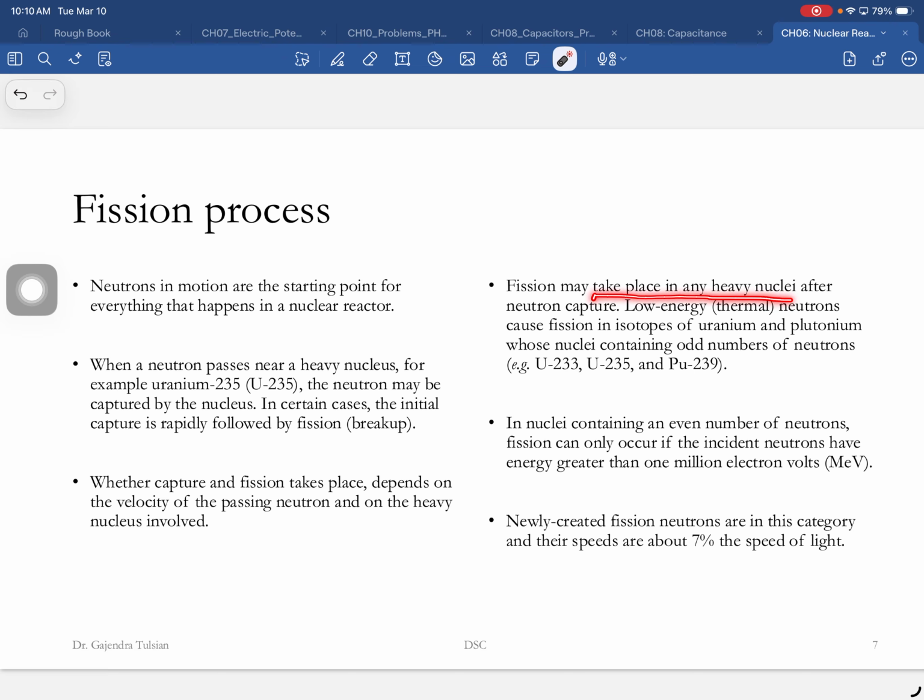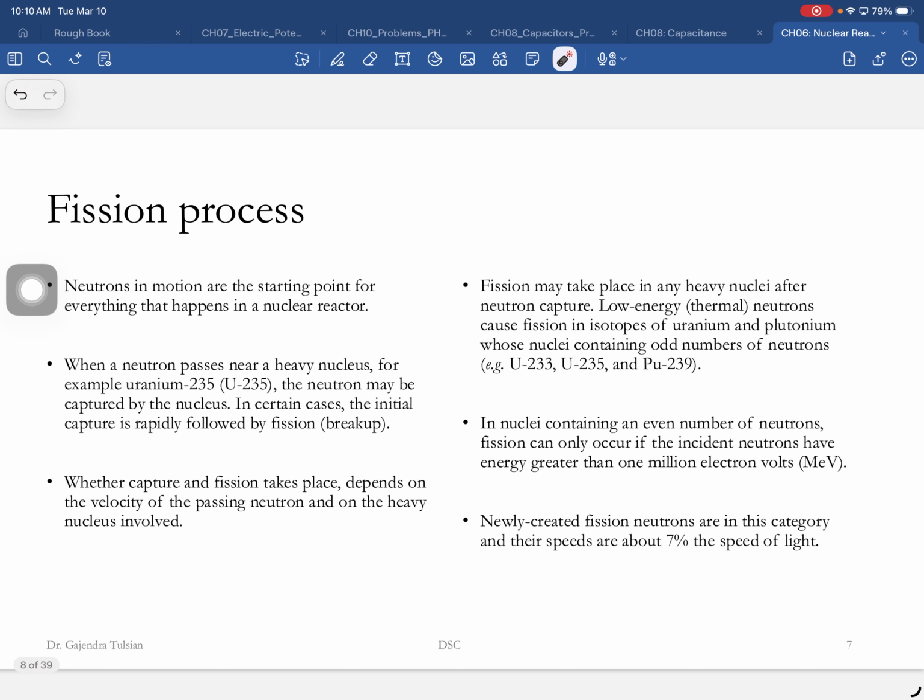Fission may take place in any heavy nuclei after neutron capture. Low energy thermal neutrons, meaning their temperature is roughly room temperature. When something is hot, things are moving fast. So thermal neutrons are room temperature neutrons, you can think of them. They cause fission in isotopes of uranium and plutonium. Uranium is naturally occurring. Plutonium has 94 protons. That is a fuel made in nuclear reactors.